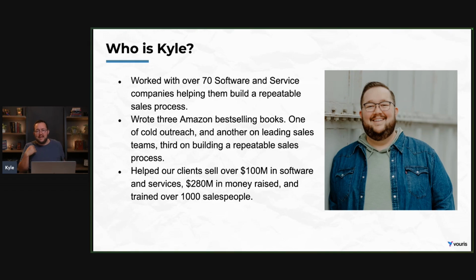I've also helped our clients sell over 100 million in software and services. I would say about 70% of our clients, maybe it's 60, it's around there, have historically been software companies. So we do software and service. Over 280 million in money raised. About 30% of our client base has been venture backed, and they've gone on to raise money since working with us. And I've personally trained over 1,000 salespeople.